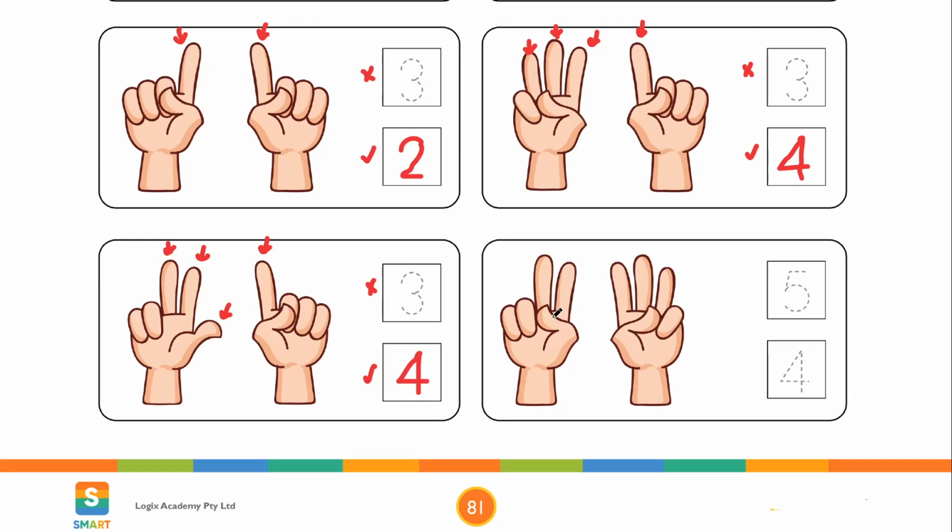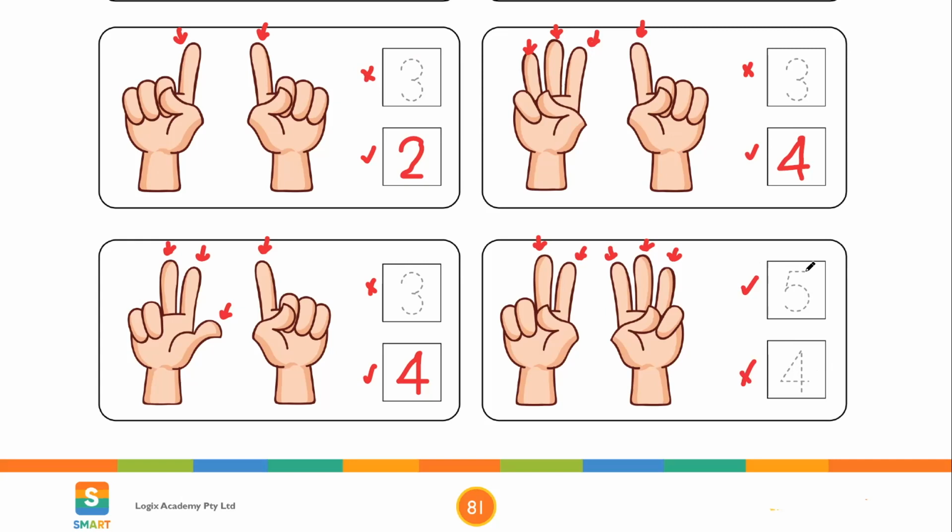Again, see what we have in the last box. So let's start counting how many fingers are opened by these 2 hands. This is finger number 1, this is finger number 2, this is finger number 3, finger number 4, and then finger number 5. So that means that 5 fingers are opened by these 2 hands. In front of it, you got 2 boxes. One box contains number 5, and we know that number 5 is the correct answer. And the second box contains number 4, which is the wrong answer. So that means that 5 is the correct answer, and we have to trace it.